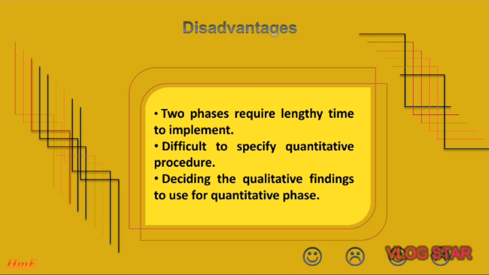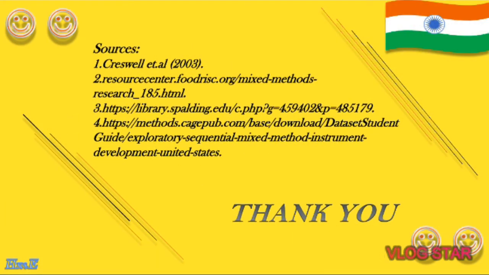Then thirdly, deciding the qualitative findings to use for the quantitative phase. This is also a criticism of this exploratory sequential design, because the whole importance is given to the qualitative aspect and the qualitative data. So the whole research is based on the qualitative facts or qualitative data. So these are the sources.